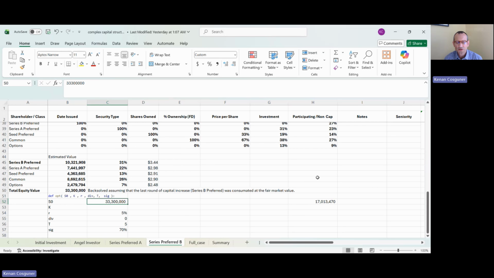We know the transaction amount was 6 million for Series B preferred shares. Based on our backsolve approach and using goal seek functionality in Excel, we estimate the total equity value at 17 million.